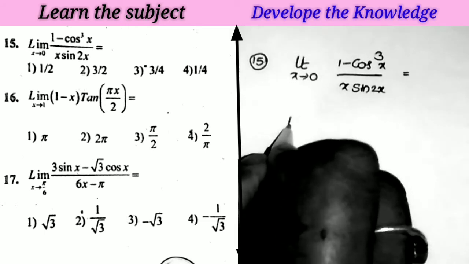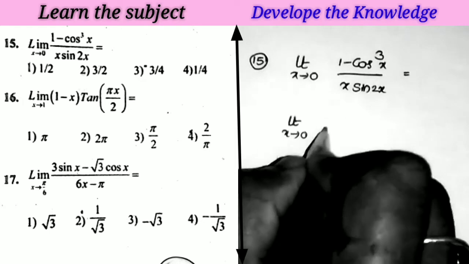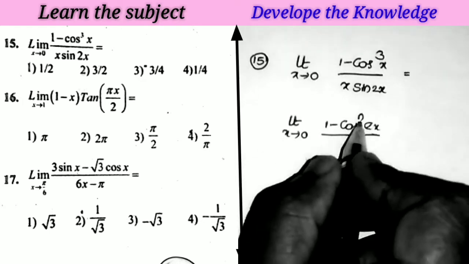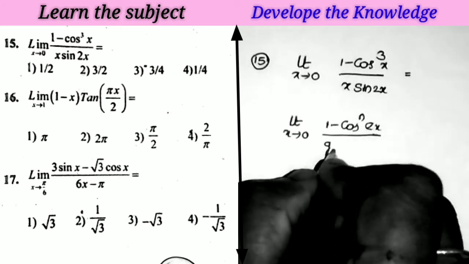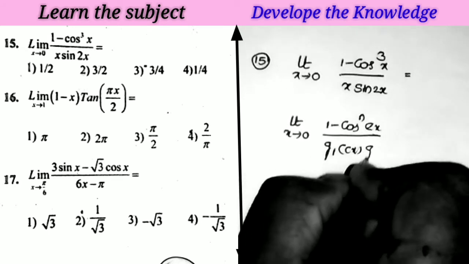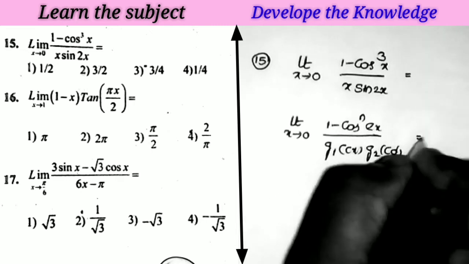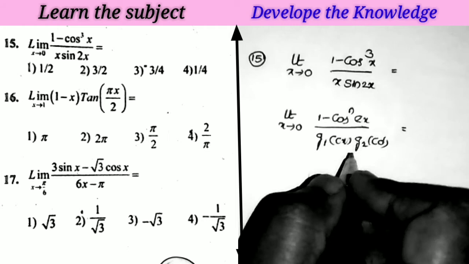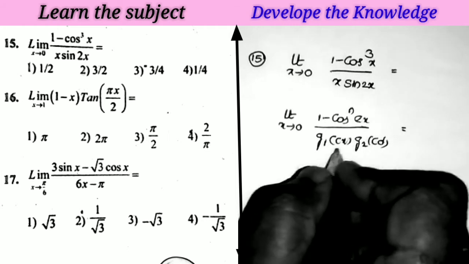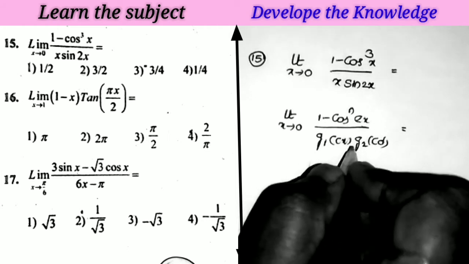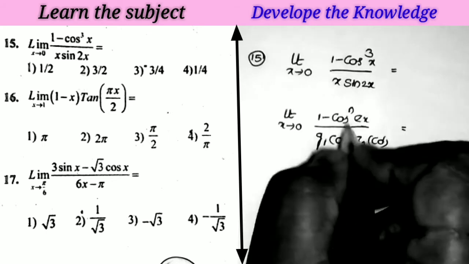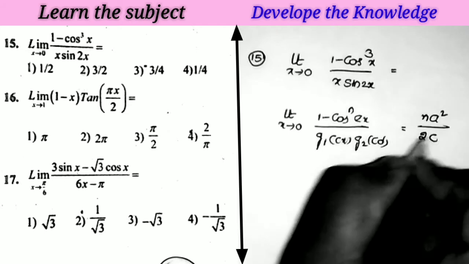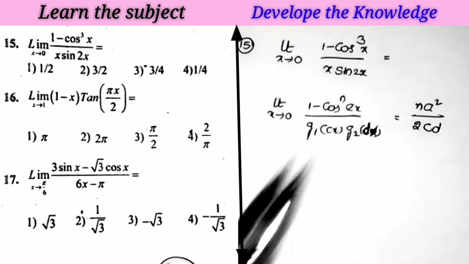See here, I already explained all these formulas in the first video, the introduction video. This is in the form of 1 minus cos power n ax by g1 of cx into g2 of dx. What are g1 of cx and g2 of dx here? These are the functions, either sine functions or tan functions or x functions. In this place we have to take the values as either sine functions, tan functions or only x functions. Now what is the answer to this formula? n a square by 2 into c into d. So this is the answer. Very easy, just applying the formula.